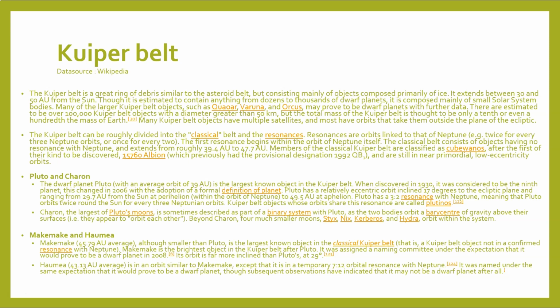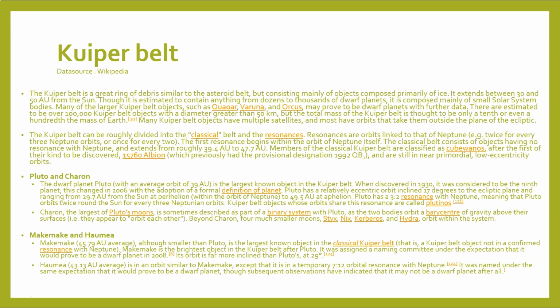The Kuiper belt can be roughly divided into the classical belt and the resonances. The resonances are orbits linked to that of Neptune, twice for every 3 Neptune orbits or 1 for every 2. The first resonance begins with the orbit of Neptune itself. The classical belt consists of objects having no resonance with Neptune and extends from roughly 39.4 astronomical units to 47.7 astronomical units. Members of the classical Kuiper belt are known as cubewanos, after the first of their kind to be discovered, 15760 Albion, which previously had the provisional designation of 1992 QB1.